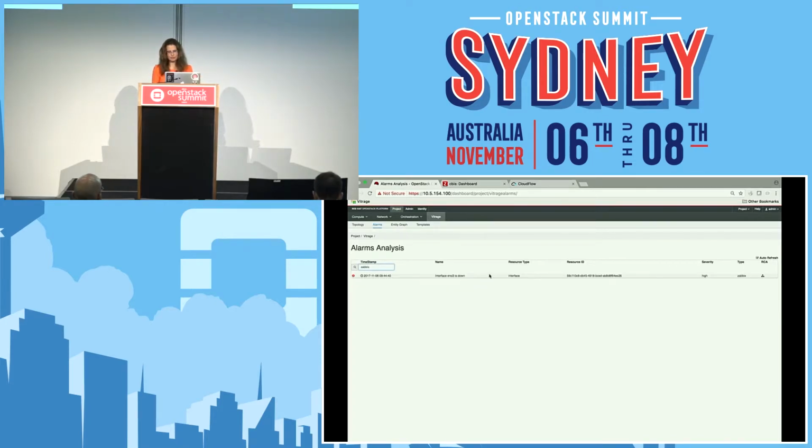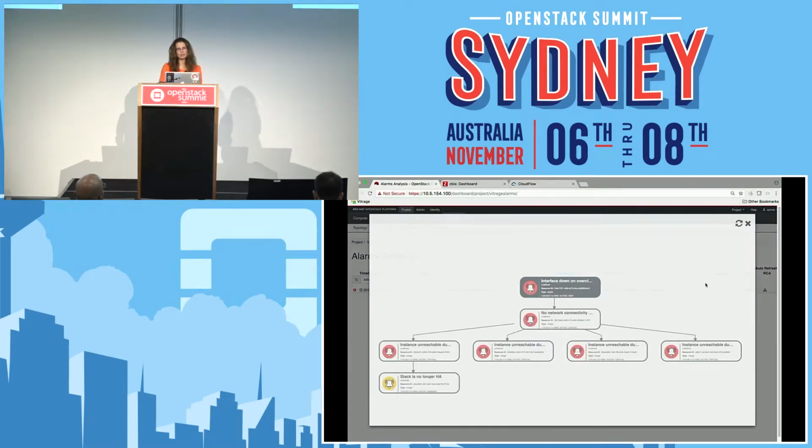And if we open the root cause analysis view for this alarm, we get a very clear picture of what just happened. There was an alarm detected by Zabbix. That's the uppermost alarm. And it caused a problem on the host. The host is down. And this problem caused all instances to be down.